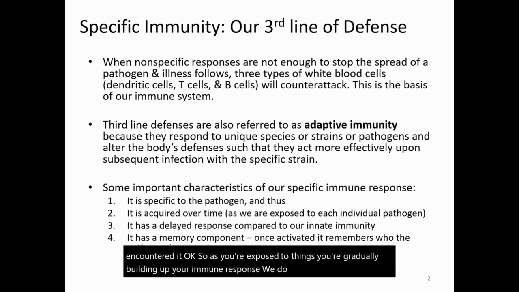We do say that our specific immunity is a delayed response. It's our third line of defense, so that means it comes into play later than our first and second lines of immunity. We don't want to call in the big dogs if the non-specific responses can handle it. And then what's really special about our specific immunity is that it does have a memory component. You're going to learn about the key players of our specific immunity, and those are B cells and T cells, and both of them can differentiate into memory cells, which means those cells stick around even after infection and are constantly on the prowl.